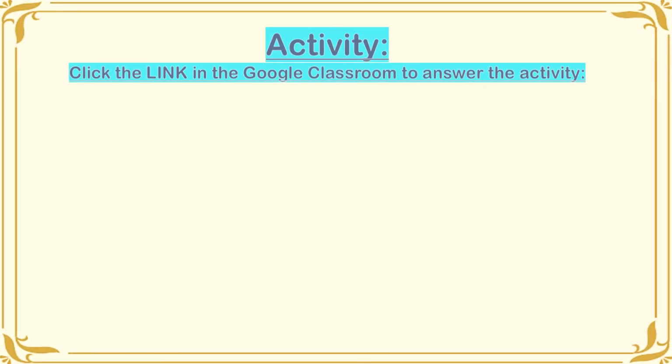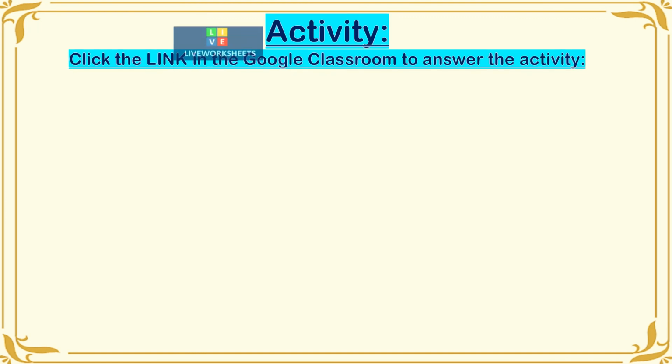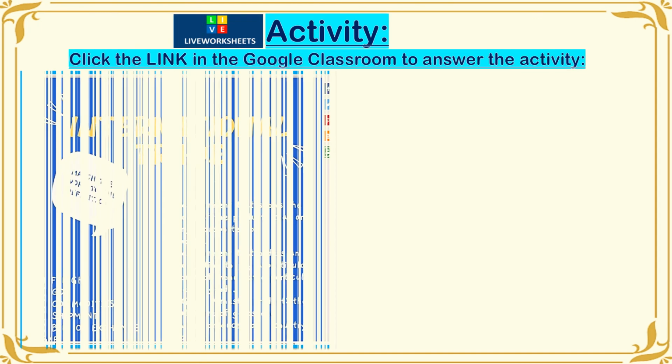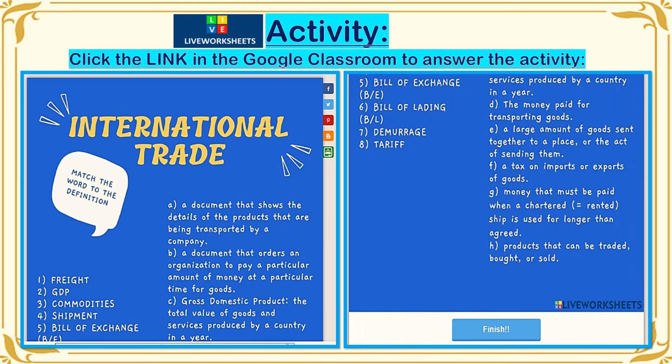Now, class, for your activity, please click the link in the Google Classroom to answer the activity. It looks like this. You have to match the word to the correct sentence or phrase. After you match everything, please click finish, click check my answers, screenshot your scores, and upload it in the social studies album in your line group. Good luck, everyone!